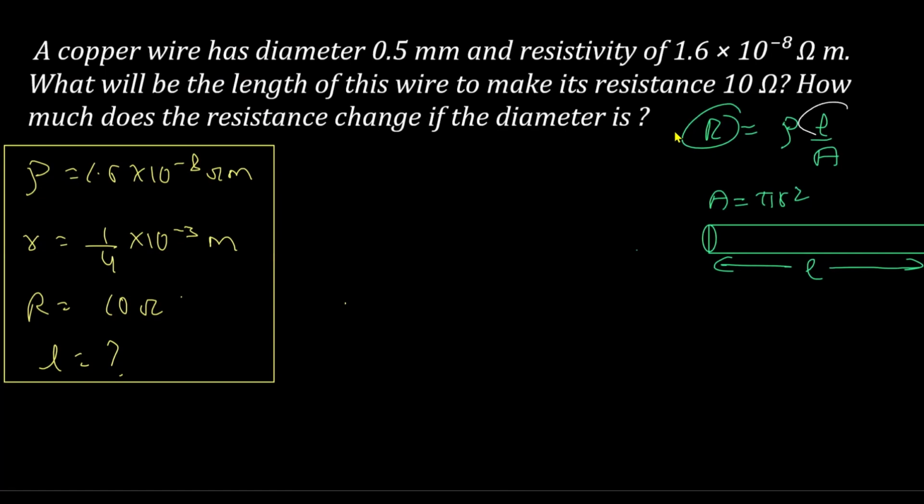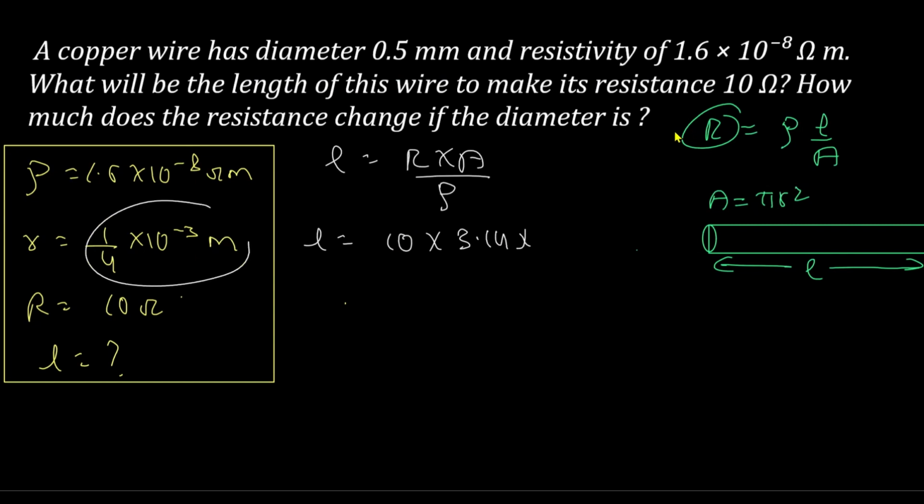Now from here, I'll be isolating L. So L will be what? R multiplied by A, divided by rho. So let's plug in the value R, which is given as 10 ohm. Area, which I said is pi r square. So pi is 3.14 and r square. And how much is radius? Radius is this. So I can write this as what?